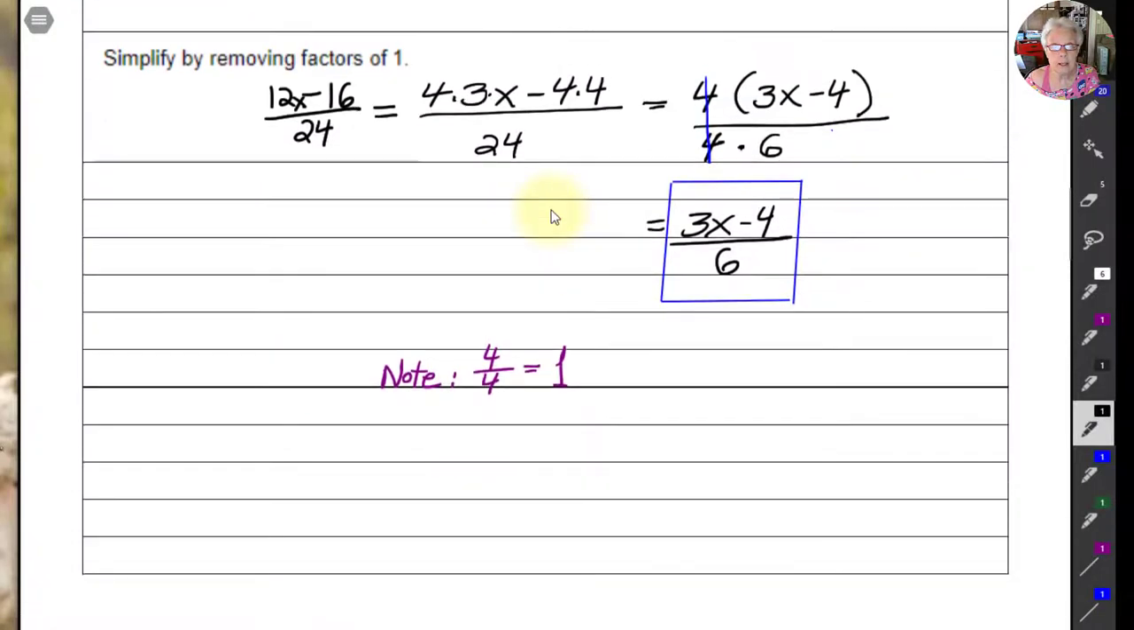Now we're going to simplify 12x minus 16 over 24. Well, 12 is 4 times 3, and 16 is 4 times 4, so 4 is going to be the GCF of the numerator. I pull it out, and my leftovers are 3x minus 4. Meanwhile, 24 equals 4 times 6. 4 over 4 is 1. That's what canceling really is. And I'm left with 3x minus 4 over 6. And no, you cannot divide 3 into 6 unless you also had a 3 over there. So this is your answer.